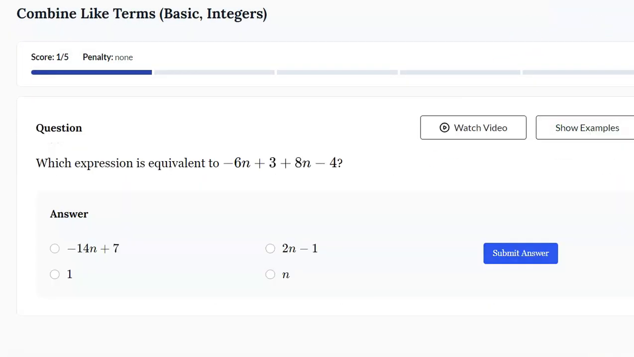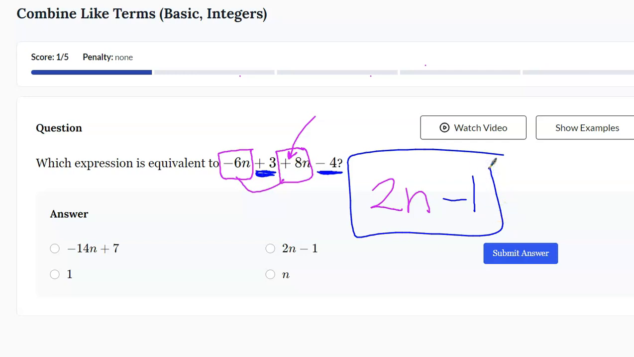All right, which expression is equivalent to negative 6n plus 3 plus 8n minus 4? I'm going to put a box around the operation and the letters that are matching. And that tells me what to do. Negative 6 plus 8 is 2n. And then over here, I have positive 3 and minus 4. 3 minus 4 is negative 1. So that's the one I'm looking for.